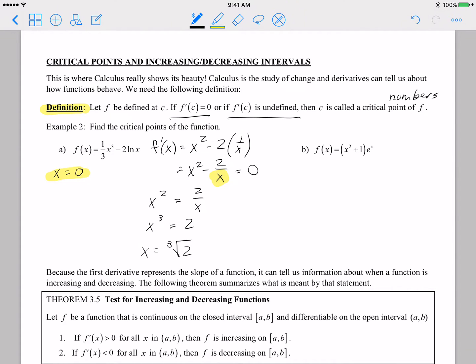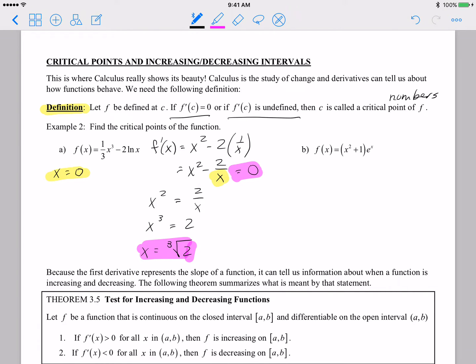So x is going to equal the cube root of 2, and that's going to be my other critical point. That critical point came from the fact that the derivative was equal to 0. Okay, so make sure that you are checking both. You need to make sure that your derivative is defined, and if it's not defined, then that particular value is called a critical point.